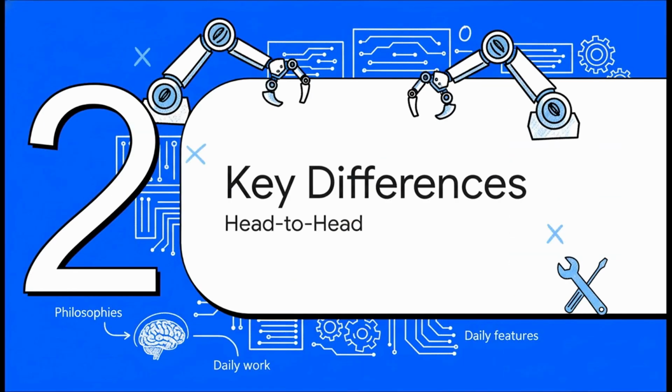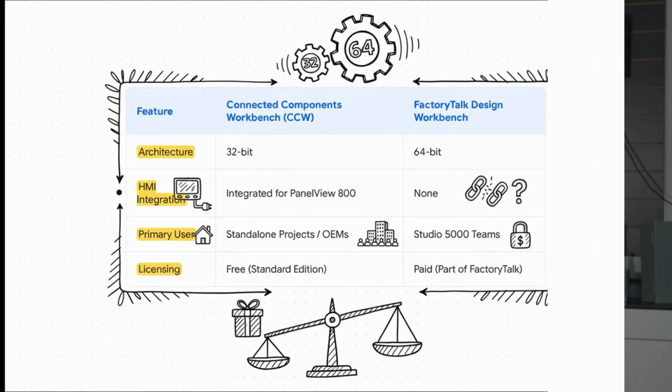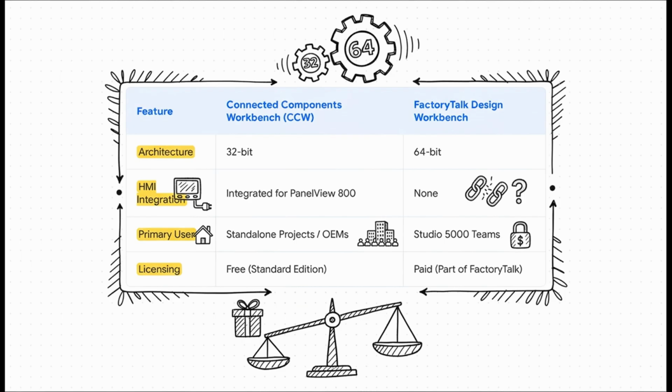Okay, now we're getting into the nitty-gritty. This is where we look at the details that are actually going to affect your day-to-day work. We're putting these two platforms head-to-head on the stuff that really matters. First up, architecture. CCW is a 32-bit application, while FactoryTalk Design Studio is a modern 64-bit tool. We'll talk about why that's a bigger deal than you might think in a moment.